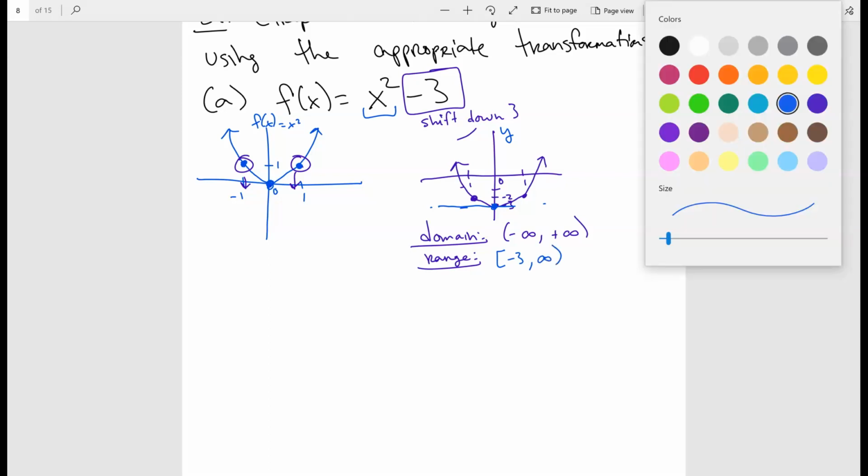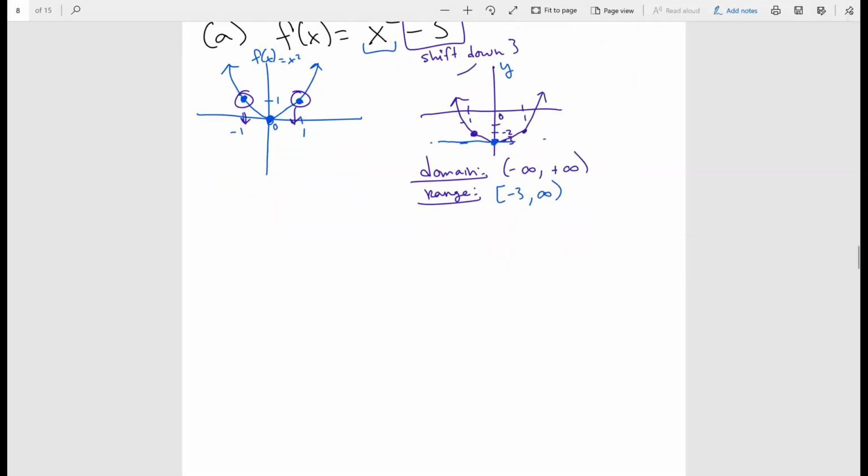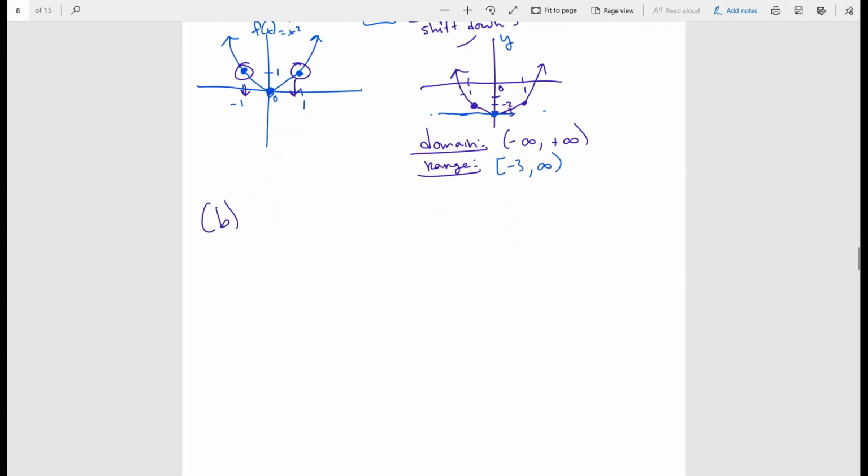Okay, all right, let's do another problem. Let's say we had g of x is equal to 3 times the absolute value of x minus 2.